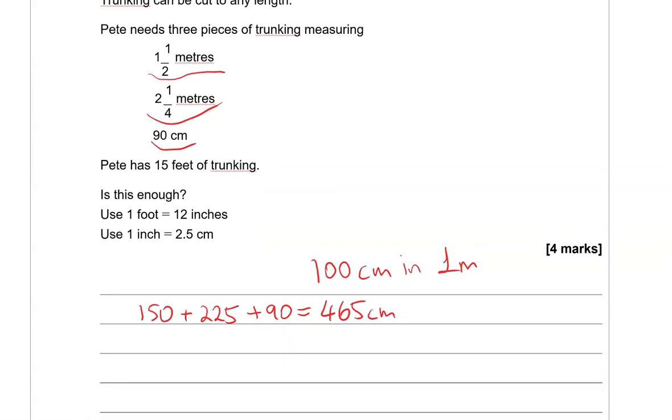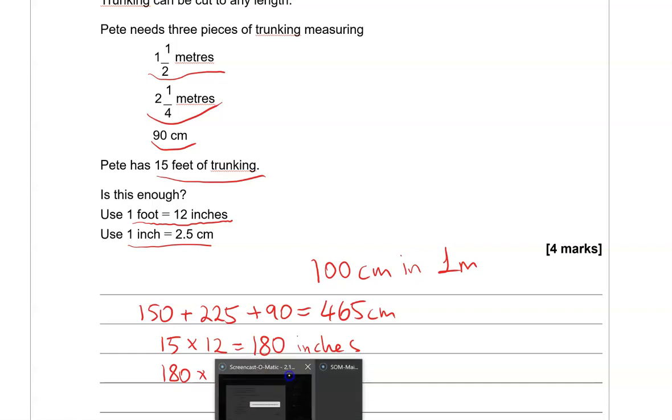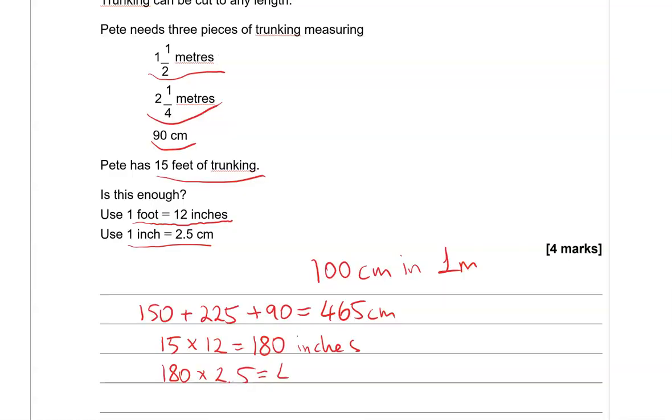Now let's convert the feet into centimeters. So 1 foot is 12 inches, so 15 feet, that will be 15 times 12 to convert it into inches first, which is 180 inches. 1 inch is 2.5 centimeters, so 180 times 2.5 gives us 450 centimeters.